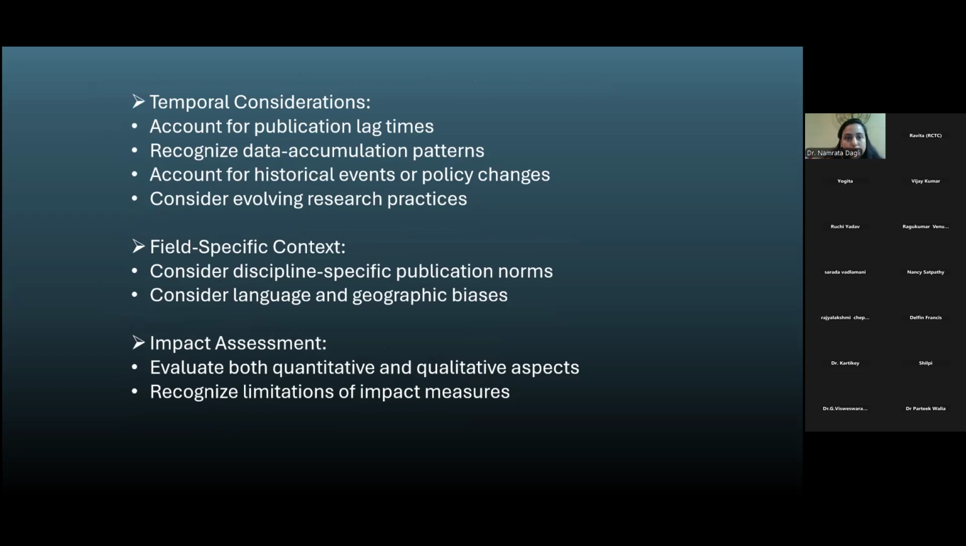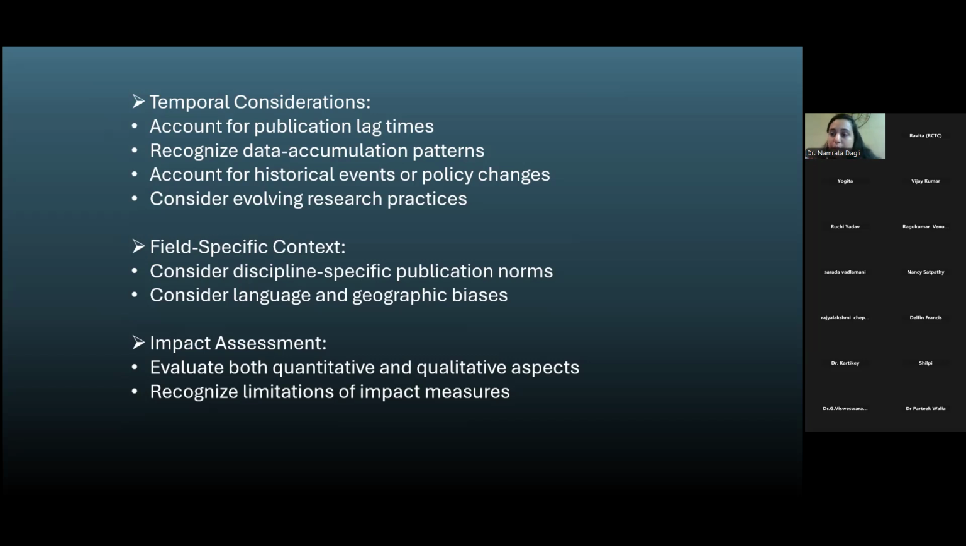Temporal considerations. Temporal considerations means what is changing over time. So try to notice if there was a time when the publication was very low, recognize data accumulation patterns, account for any historical event or policy change, and consider evolving research practices. Field-specific context: consider discipline-specific publication norms, and consider language and geographic biases.